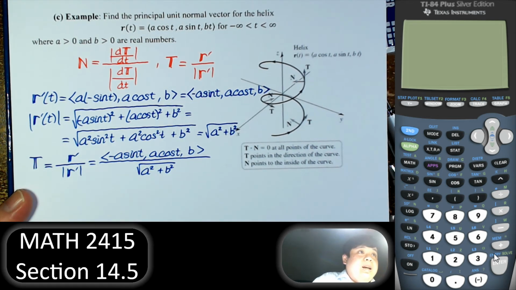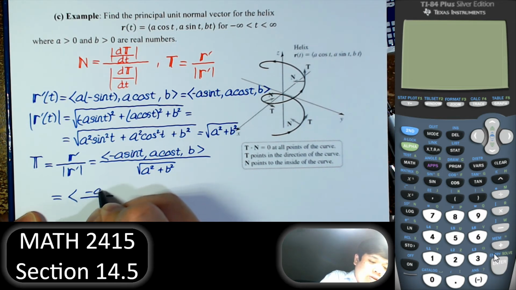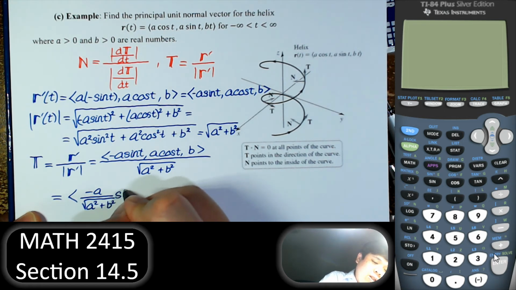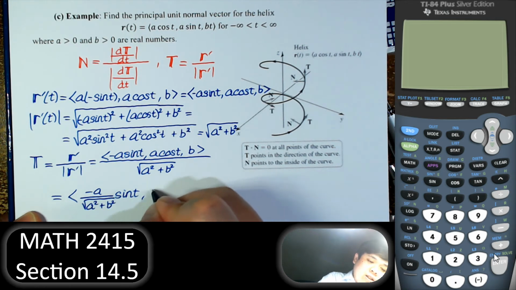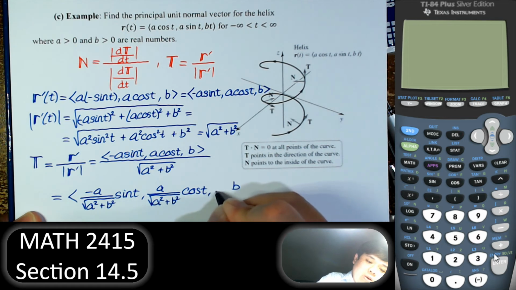A and b are just constants. We're not going to worry too much about that. So we have negative a over the square root of a squared plus b squared times sine t, and then a over the square root of a squared plus b squared times cosine t, and then b over the square root of a squared plus b squared.